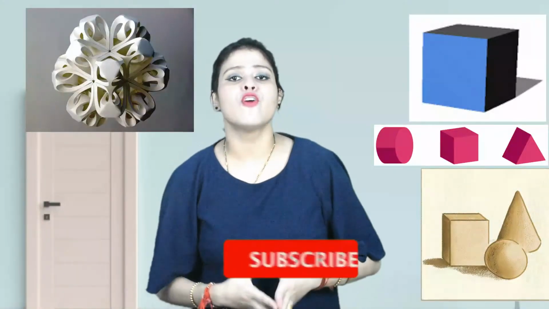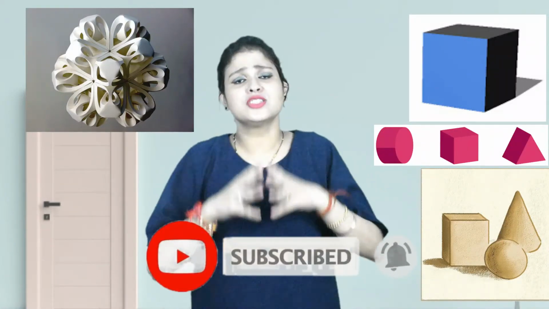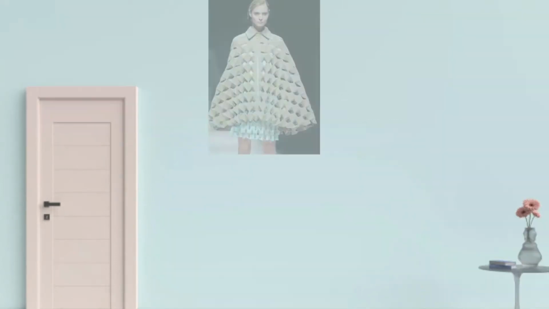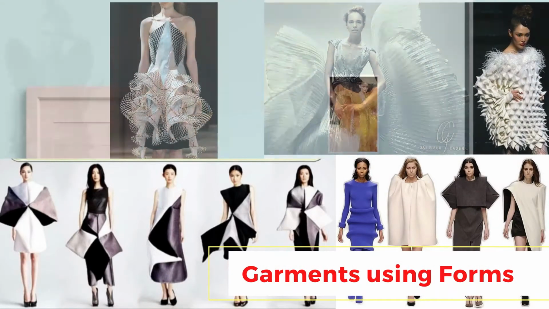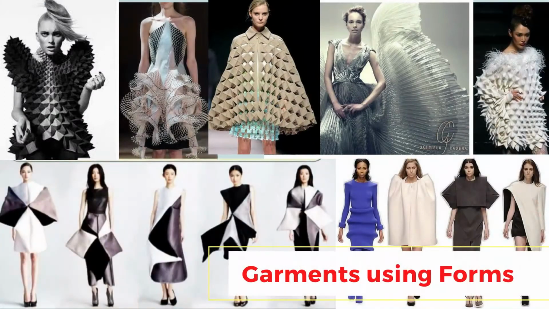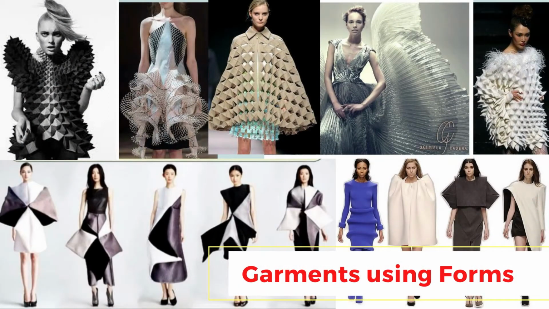The next point is form. Form is the 3D version of shape. There's only one difference between shape and form. Shape is 2D and form is 3D. To highlight any part of the body, the garment is given a 3D shape. For example, if the model's hips are shorter, we'll create a 3D form to highlight her hips.